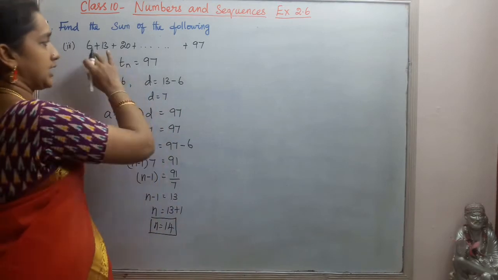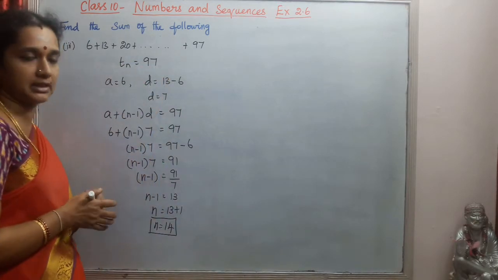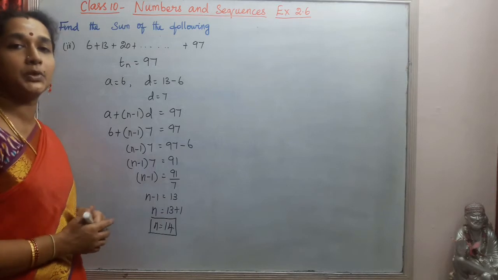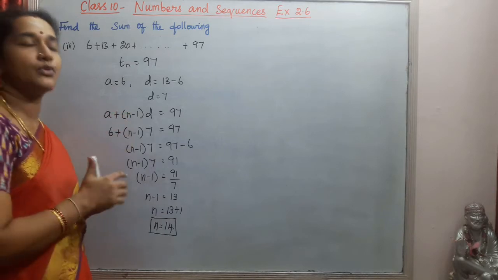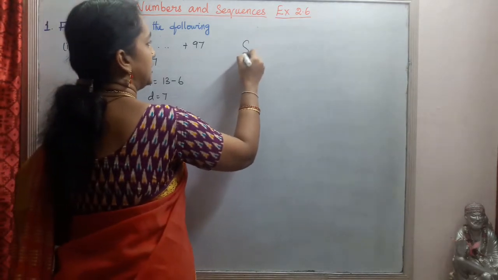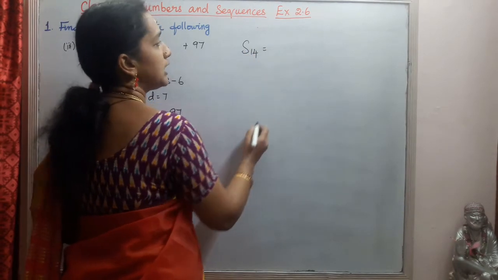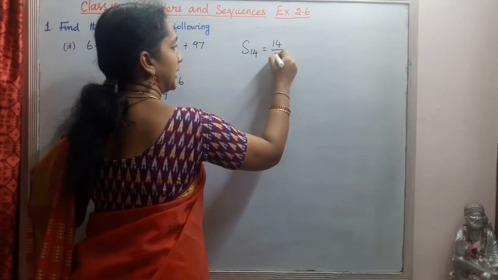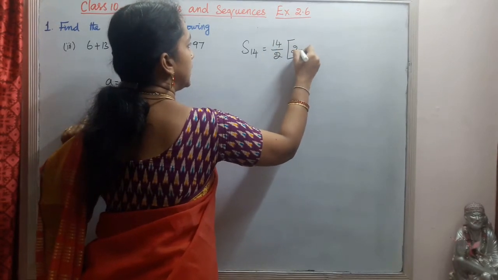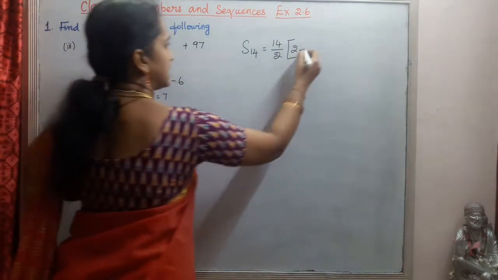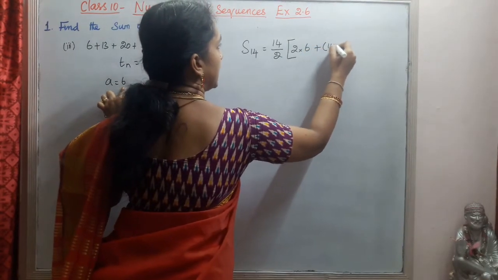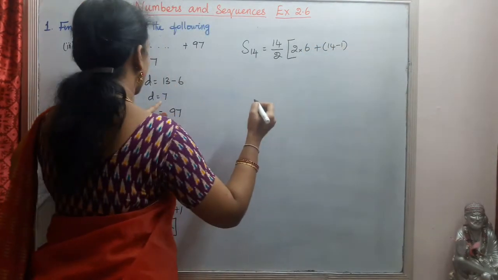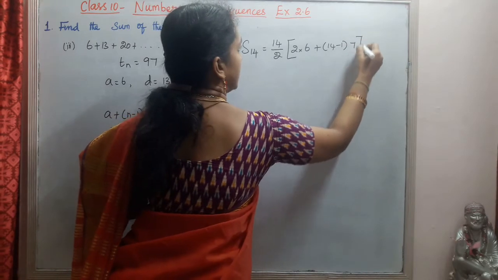Now we are asked to find the sum of the sequence. So n is equal to 14, as 14 terms are there. For these 14 terms, we have to find the sum. So S14 is equal to n by 2 into 2 into A, which is 6, plus 14 minus 1, that is n minus 1, into D, which is given as 7.